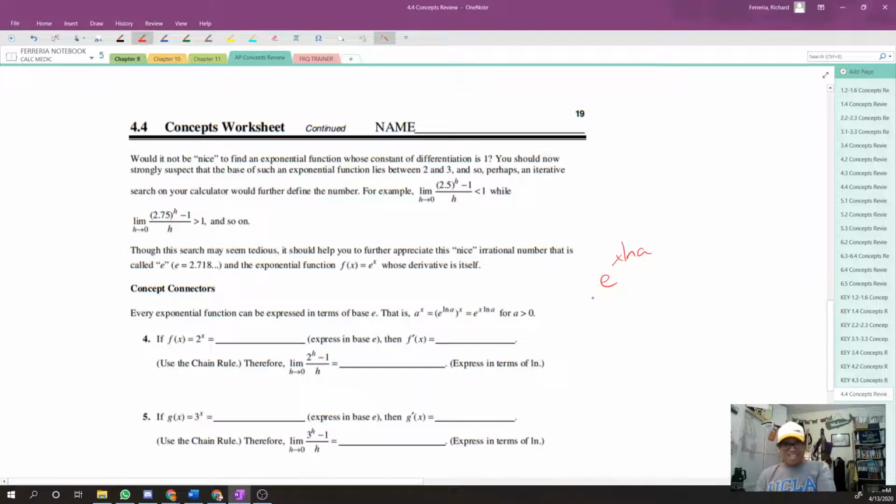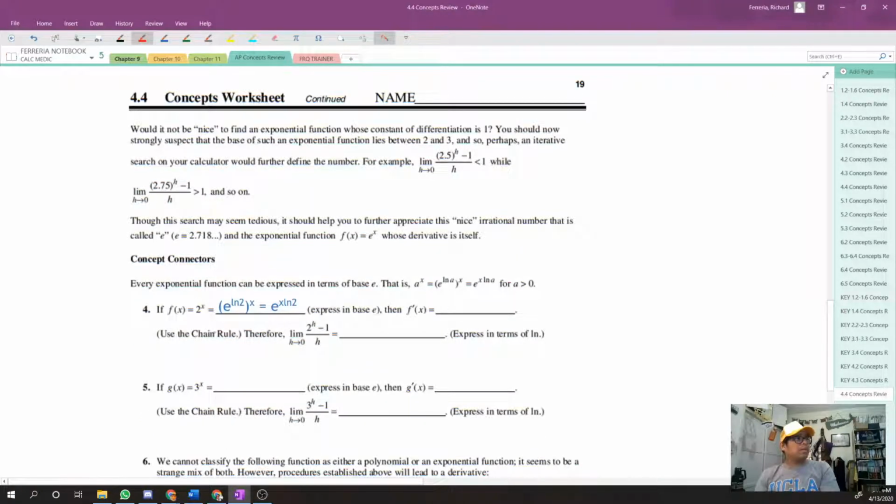All right. I don't know why I bothered. That's just written right over here. So when we get to 4, we're going to express 2 to the x in terms of e. And that gets us to, what is that? e to the natural log of 2 to the x power, multiplied by x. And that's equal to e to the x natural log of 2.